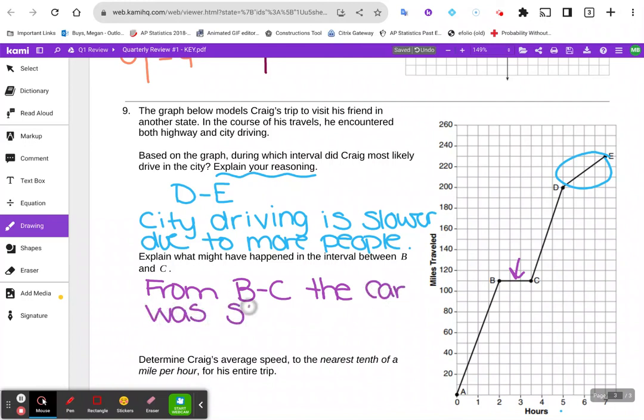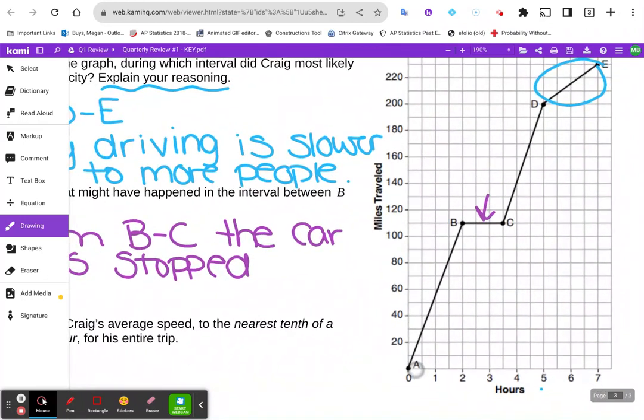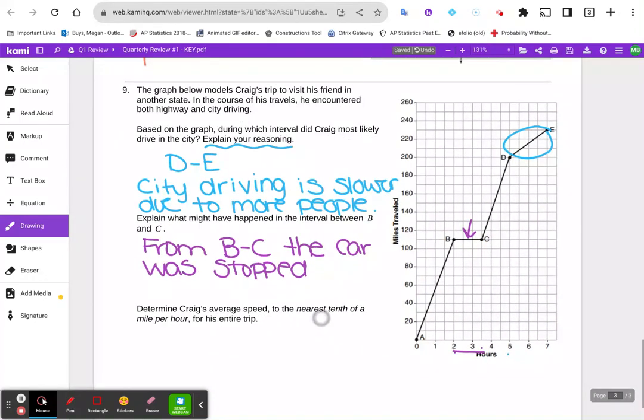So some things that you could include were that they stopped for food. Maybe there was an accident on the road. Maybe they got stuck in construction. Anything along those lines. I'd avoid something like a red light because even though you do stop at a red light, notice that you're stopping from hour 2 to hour 3.5 here. So if you're stopping for an hour and a half, if you're stopped at a red light for that long, maybe the red light is broken. So I would avoid that. But I'm going to say for snacks.